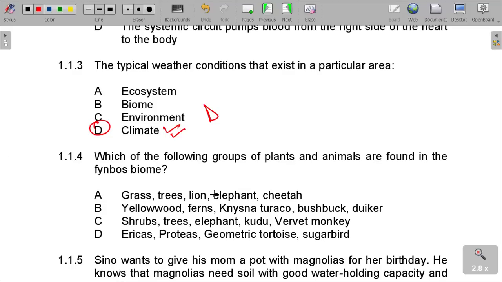So the correct answer in question 4 is D. It is the Ericus, the Proteus, the geometric tortoise, and the sugar beet. They are the correct plants and animals that can be found in the fynbos biome.